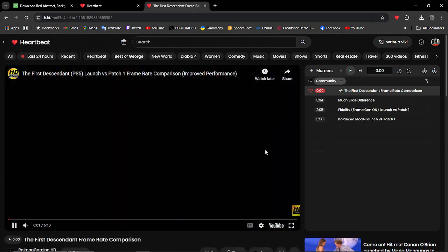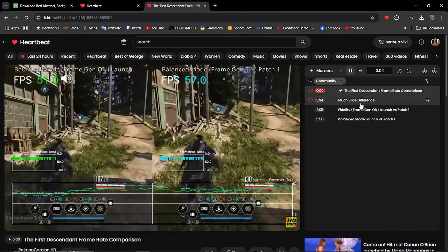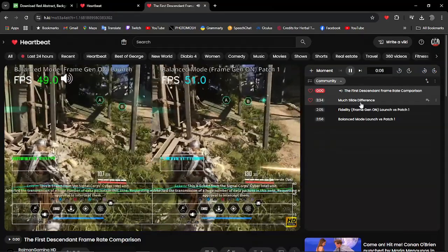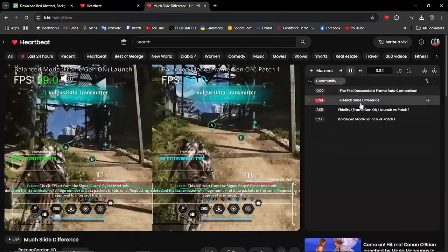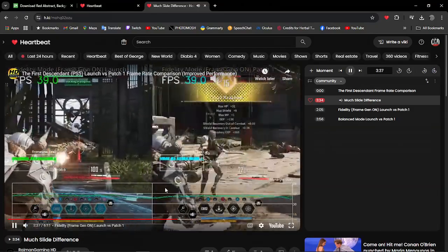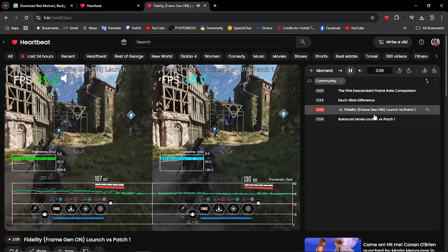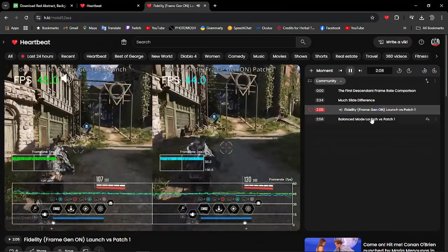He's got his first descent. He's doing frame rate comparisons, which is pretty good. And as he's done, he's captured moments of the differences and stuff like that, also launch versus the patch. I can kind of see the difference there.